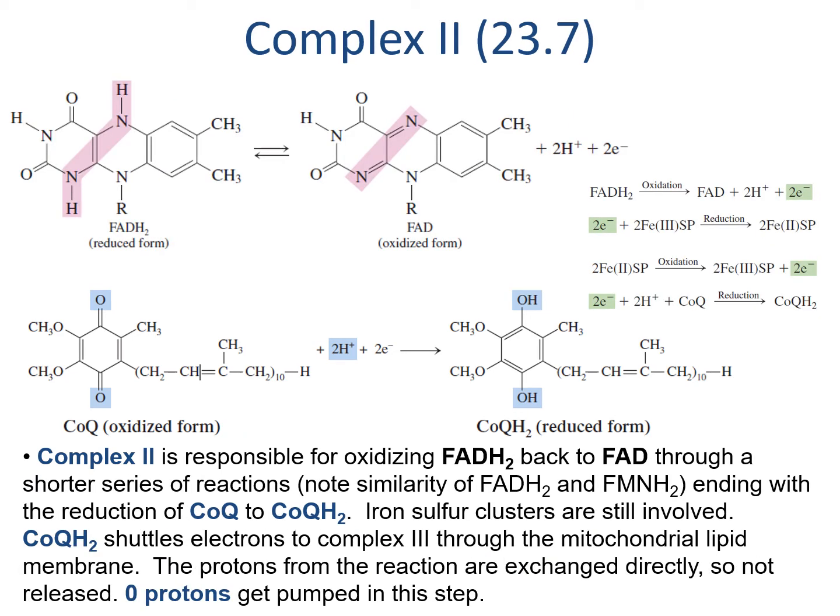Complex 2 only processes FADH2. It never does anything with NADH. Since FADH2 starts out as a flavin, it never sends its electrons to another flavin, like what happens to NADH electrons in complex 1. But it does send electrons through an iron-sulfur protein and eventually to CoQ to reduce it to CoQH2. Because this is a smaller drop in electron energy, complex 2 is not able to pump any protons into the inner membrane space.